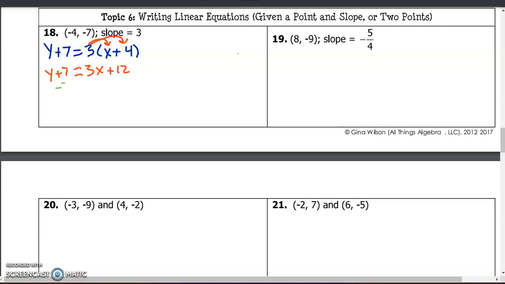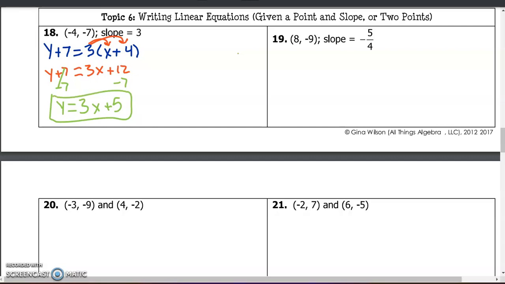So I'm going to do -7 and -7. Those cancel out. I get y equals 3x, which is not going to change at all, so it's still 3x. The only thing that's going to change here is 12 minus 7 is 5, so I'm going to put +5, and that would be my answer.